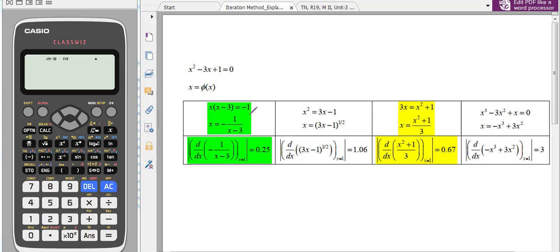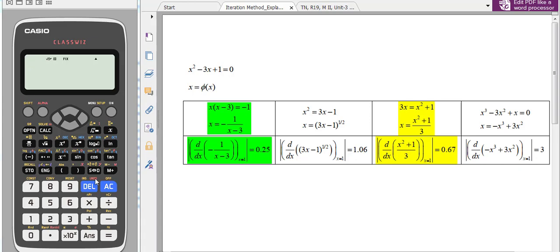In the case of the first possibility, we combine the two terms x² and -3x to get them as x(x - 3), which will be equal to -1, and from which x = -1/(x - 3). And now it takes the form x = phi(x), where phi(x) is -1/(x - 3). And for this phi(x) the convergence condition is to be verified, and for that you can take the help of the calculator.